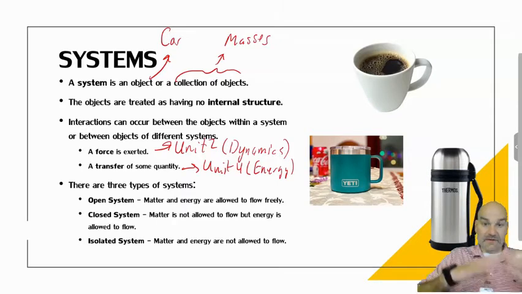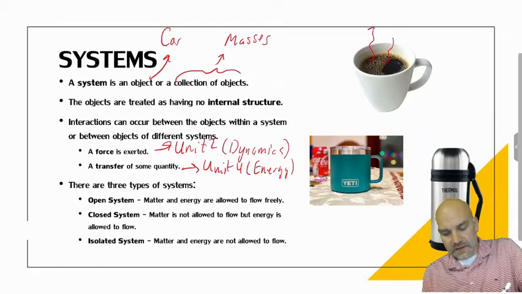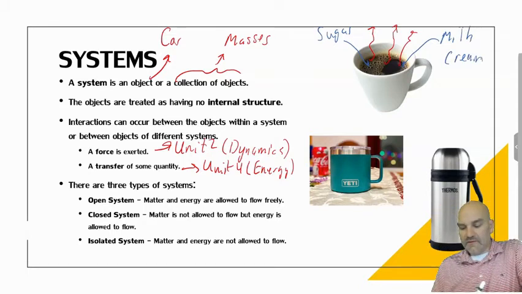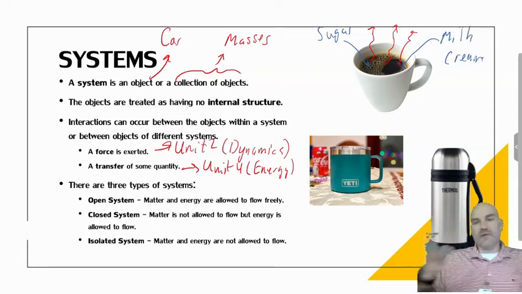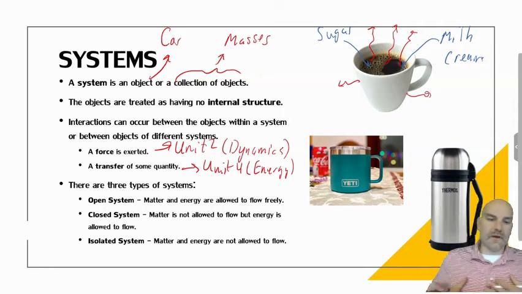Now, in the universe, there are three types of systems. The first is an open system. That would be like the cup of coffee, where matter and energy are allowed to freely flow. You have the heat coming off of it, but I'm able to put sugar in, or bring in milk or cream. A lot of stuff is able to go in and out of that system, and you can have the heat flowing out to the outside.